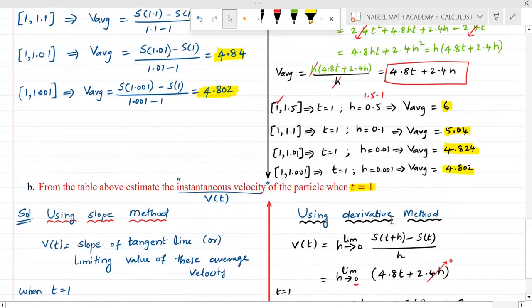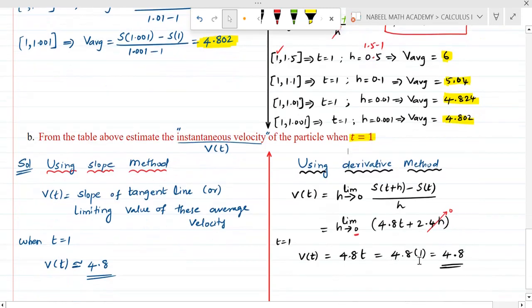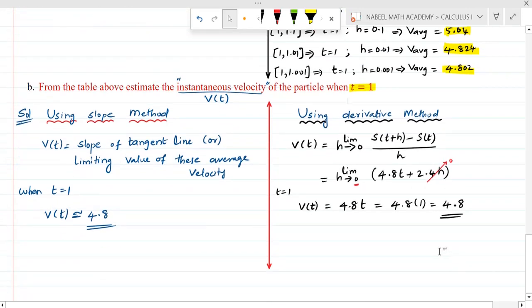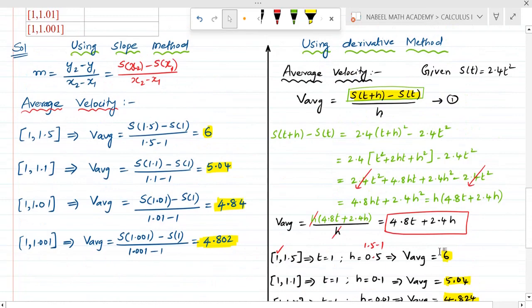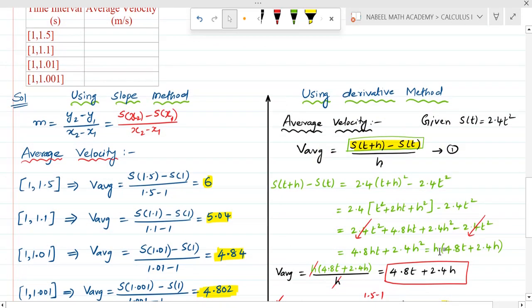Now, when you take the derivative method, you have to take the limit as h approaches 0. So if h approaches 0 for this function, this part is entirely 0. So 4.8 into t, and I just substitute t equals 1. So it is 4.8. So these are the two problems we have solved using the slope method as well as the derivative method.